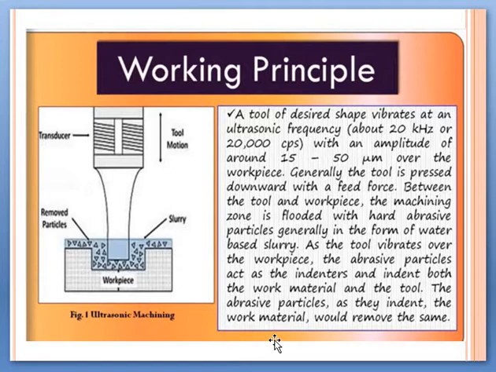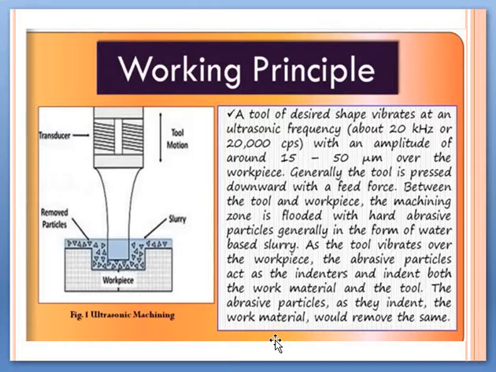In the working principle of ultrasonic machining, a tool of desired shape vibrates at an ultrasonic frequency of about 20 kilohertz with an amplitude of 15 to 50 microns over the workpiece. Generally, the tool is pressed downward with a feed force, and between the tool and the workpiece there is a machining force, which is provided with hard abrasive particles, generally in the form of a water-based slurry.